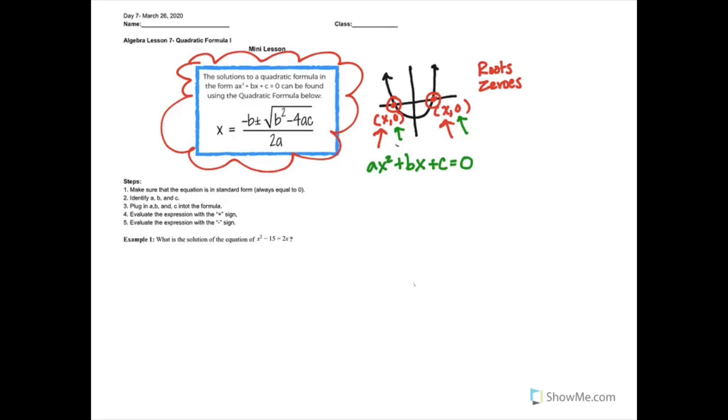If we're looking at this equation, x squared minus 15 is equal to 2x, I can already tell that this is not in standard form because I need one side of my equation to be equal to 0. I can do a bunch of things to do that. I can either move this to the other side so that I have nothing on the left, or I can move this to the other side so I have nothing on the right. But one of your sides has to be empty. One of your sides has to be equal to 0.